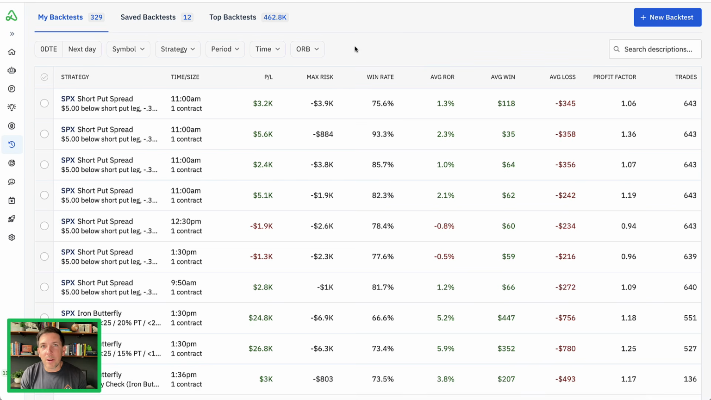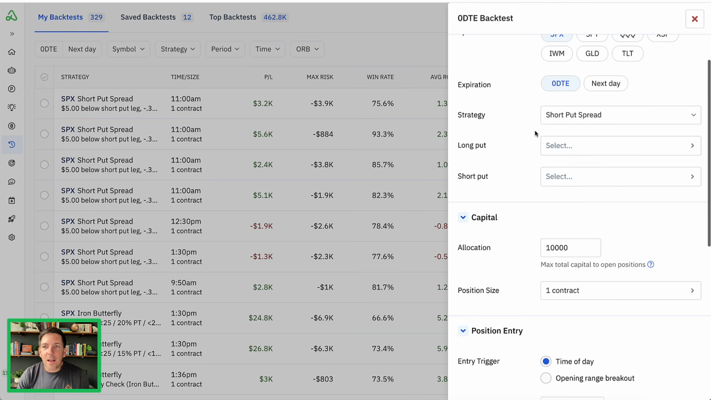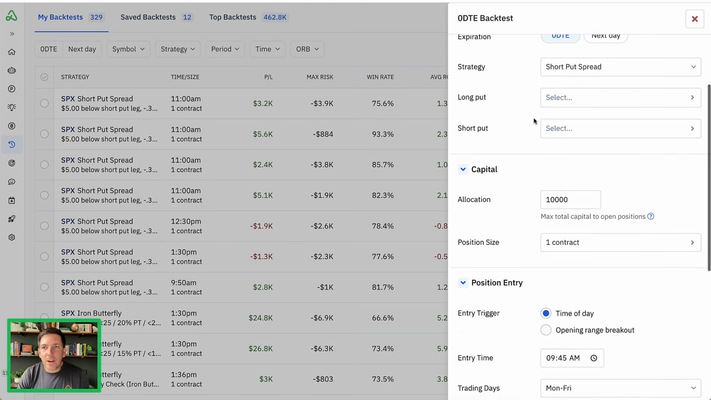I'm not trading anything right now. I'm on an exploration process and path to try to find a strategy. But let's just run a backtest right now using the opening range breakout and just trying to do something around an opening range. So I'll go into the 0DTE backtester. I'm going to click SPX. I'm going to go to 0DTE. I'll leave the strategy as a short put spread for now.